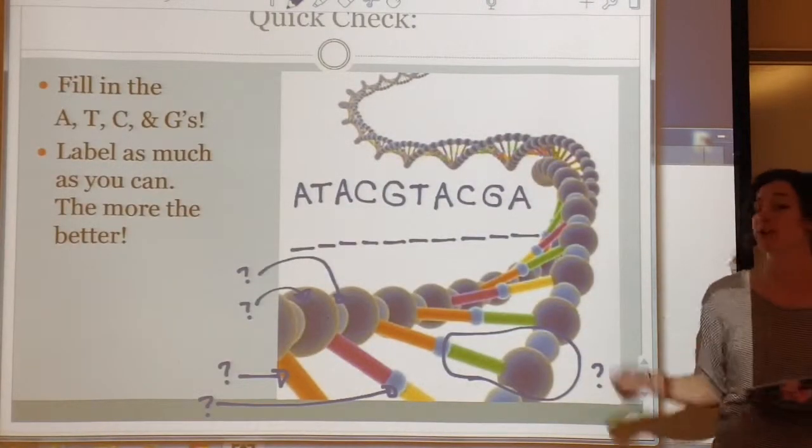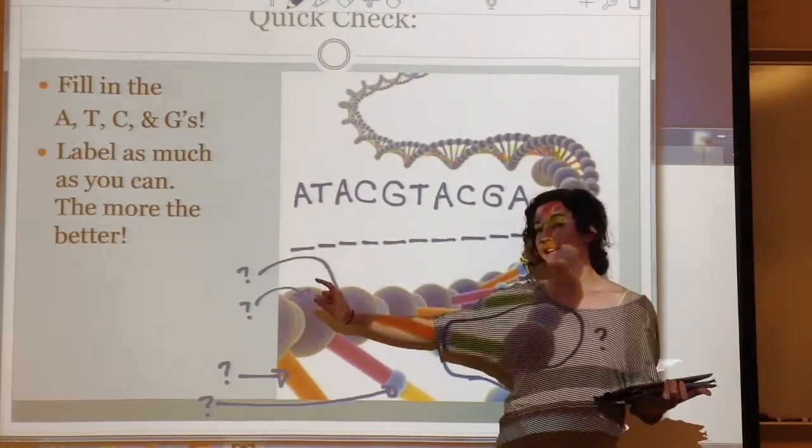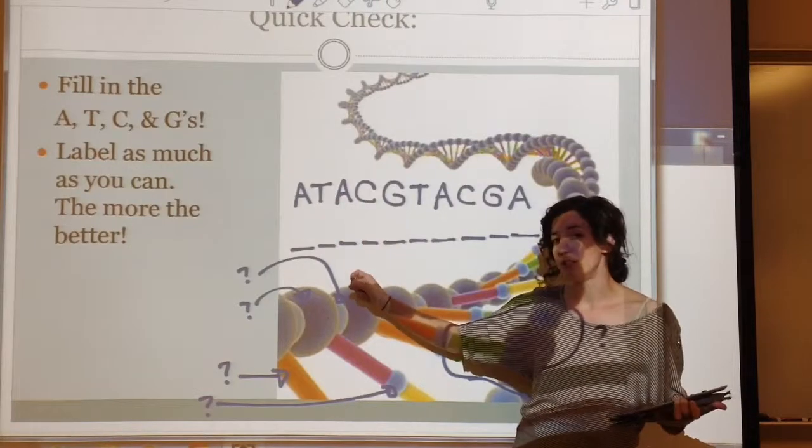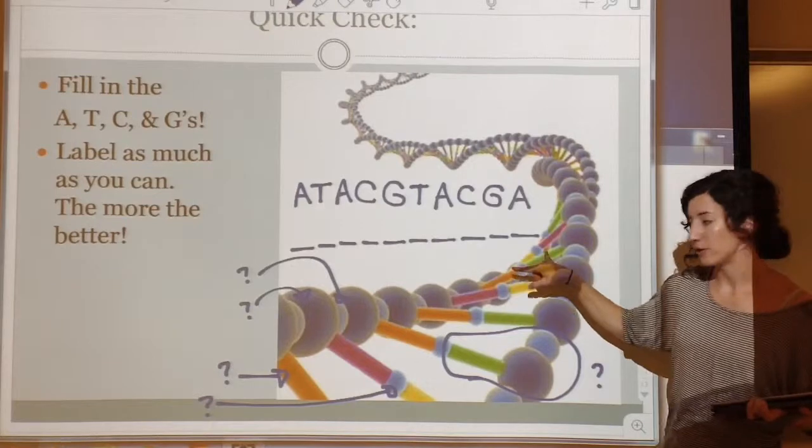Fill in all your quick check and Quizlet. Fill in all the A's, T's, C's, and G's. So what will come across from an A? A T. What will come across from a T? An A. That would be as if these were the nitrogen bases down the center.